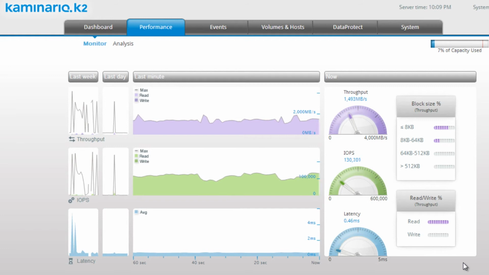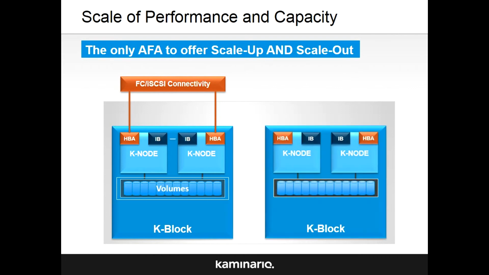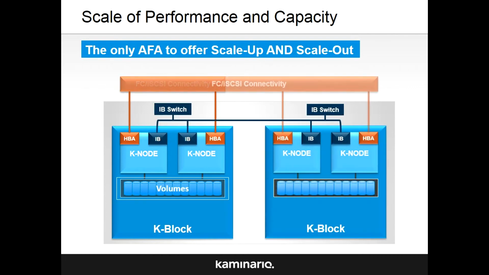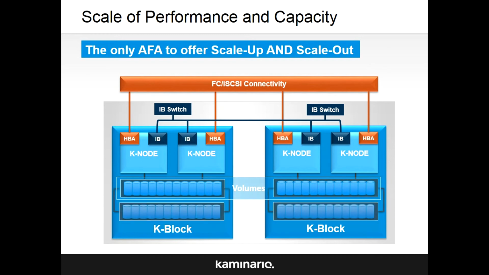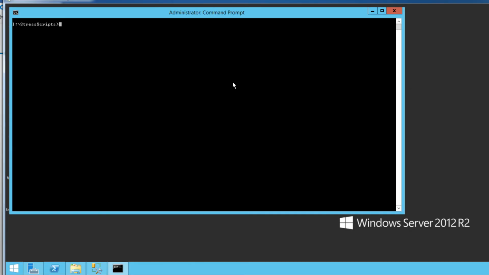The Kaminario K2 uses a true scale-out architecture. It's possible to expand the system with an additional K-block, doubling capacity and performance. Following the expansion, the data is evenly redistributed across the array. The next test will demonstrate how a scaled-out system of 2 K-blocks can handle twice the workload of the OLTP test, with twice the performance, while maintaining low latency.